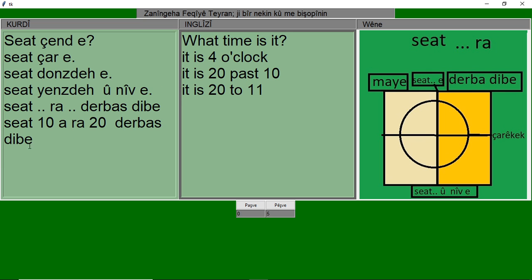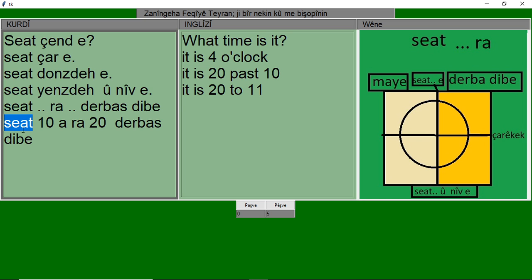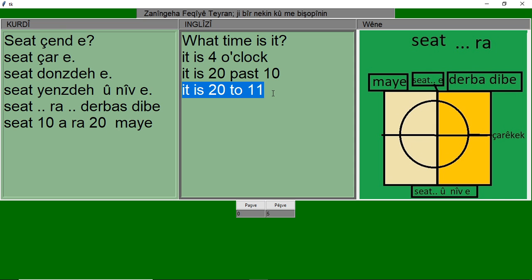In this time I will say saat, still saat. 11 bist maye. So instead of derbasdebe, you will simply use maye if you want to say this. So when you have this meaning, you say maye in the end. For this, you say derbasdebe. So like that. Okay, let's continue the next one.